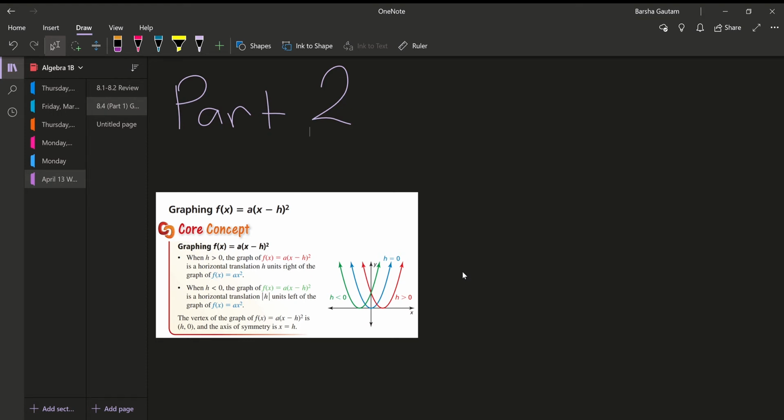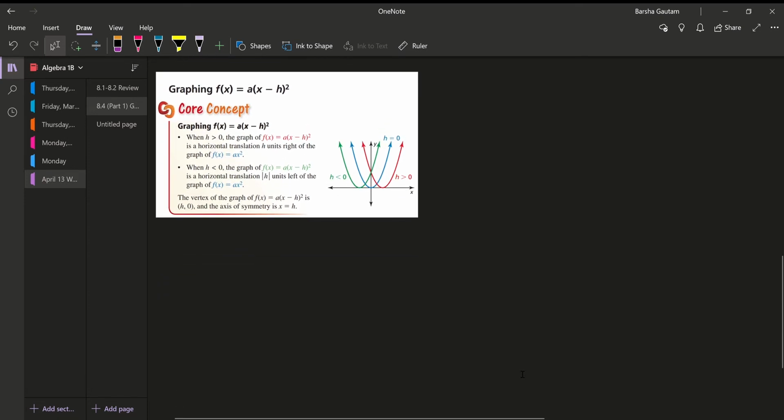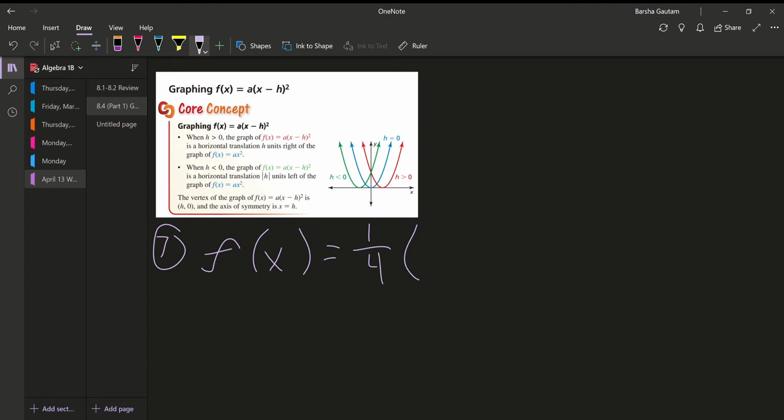So once again, we begin with the core concept. Make sure to write this stuff down. Really important. Okay, so let's take a look at number 20 in the book, which will be number 7 of what we're working on. Okay, number 7. f of x is equal to 1 over 4 times (x minus 6) to the power of 2. This is number 20 in the book, if you want to take a look at it.